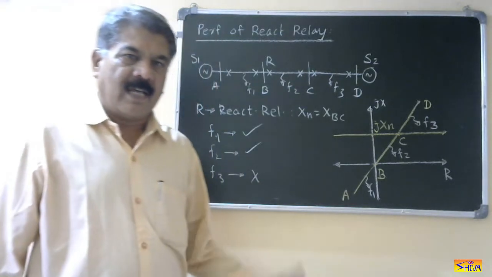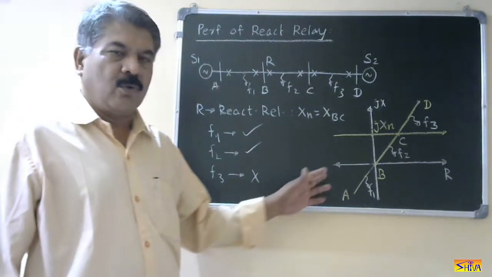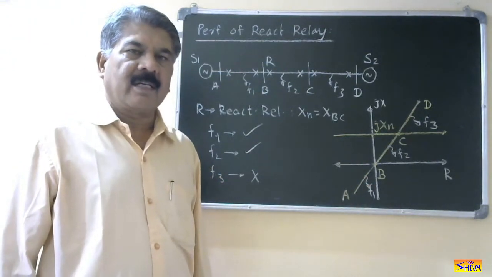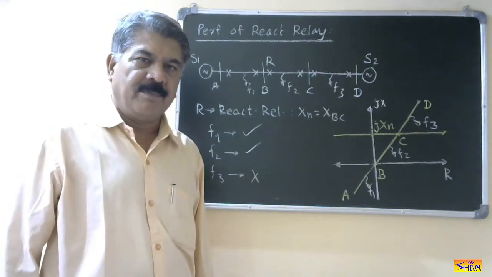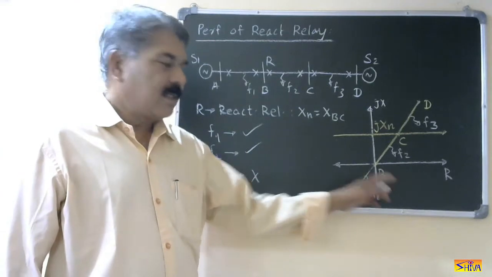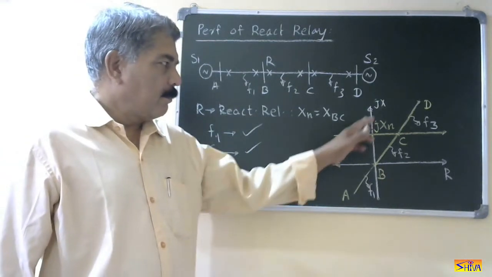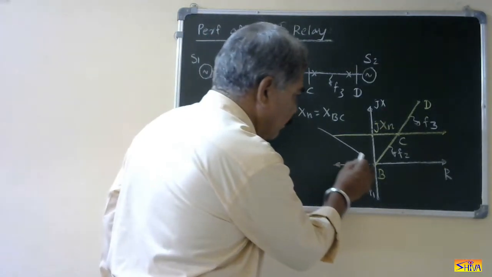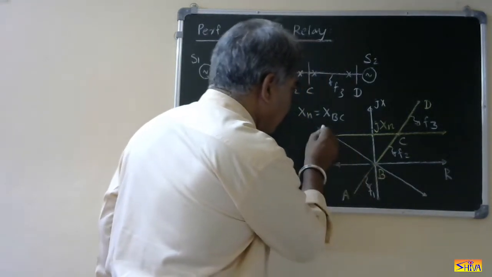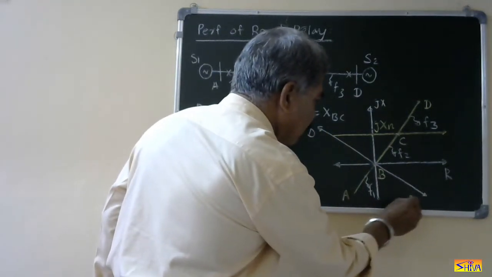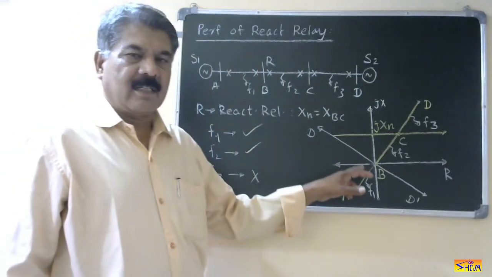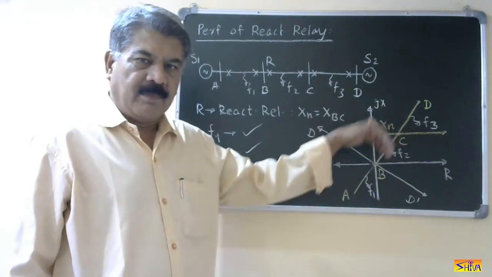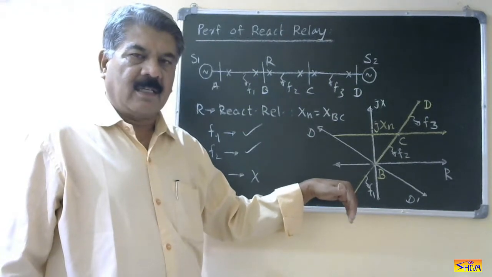To make it directional, or to provide the directional feature, we have to use an additional directional element along with this reactance relay. A directional relay characteristic I had already explained. It is a straight line passing through the origin, but it is not parallel to the resistance or reactance axis. It is like this. DD dash is the characteristic of the directional element. Above this, it will be the operating region of the directional element. Below this, it will be the restraining region of the directional element.